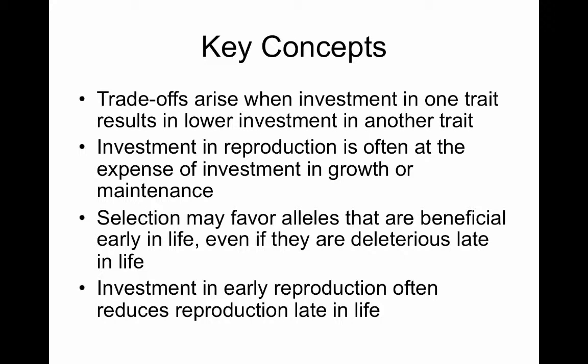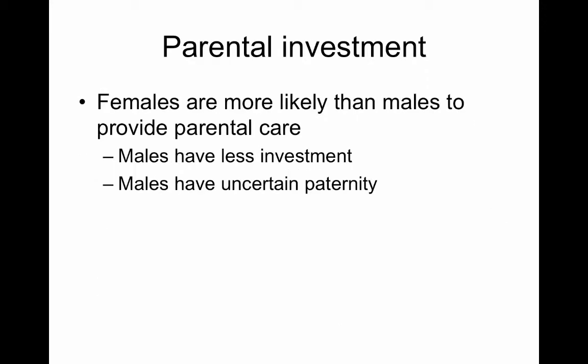Ultimately, investment in reproduction is often at the expense of that in growth or maintenance, and selection can favor alleles that are beneficial early in life, even if they're deleterious late in life. And there are even a few human diseases, such as Huntington's, that may in part be due to this. All right, so investment in early reproduction often reduces reproduction late in life.